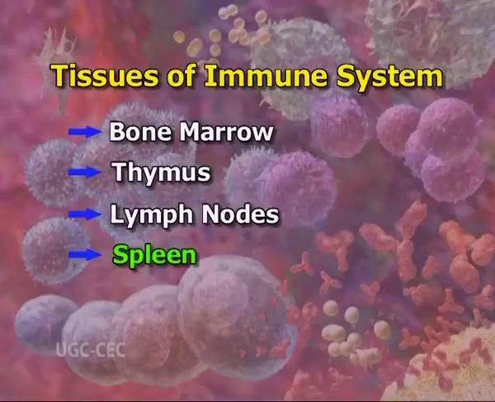The spleen is an organ that brings lymphocytes together with antigens that may be circulating in the blood. Blood that enters the spleen flows through a vast network of channels that are lined with phagocytes and dendritic cells. These antigen presenting cells can then convey the antigens to lymphocytes in the spleen.